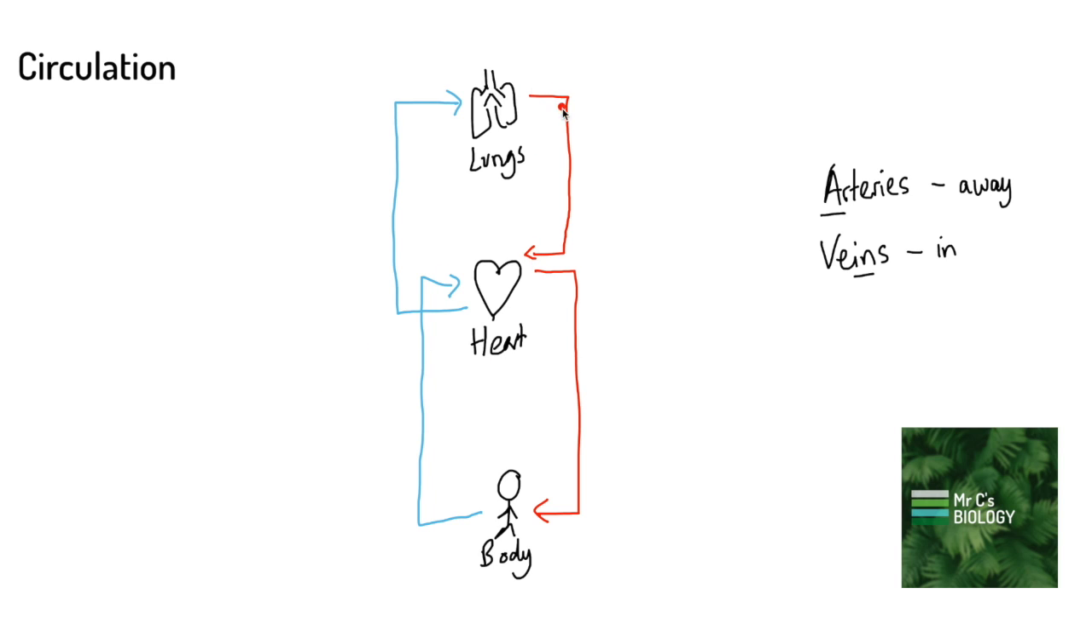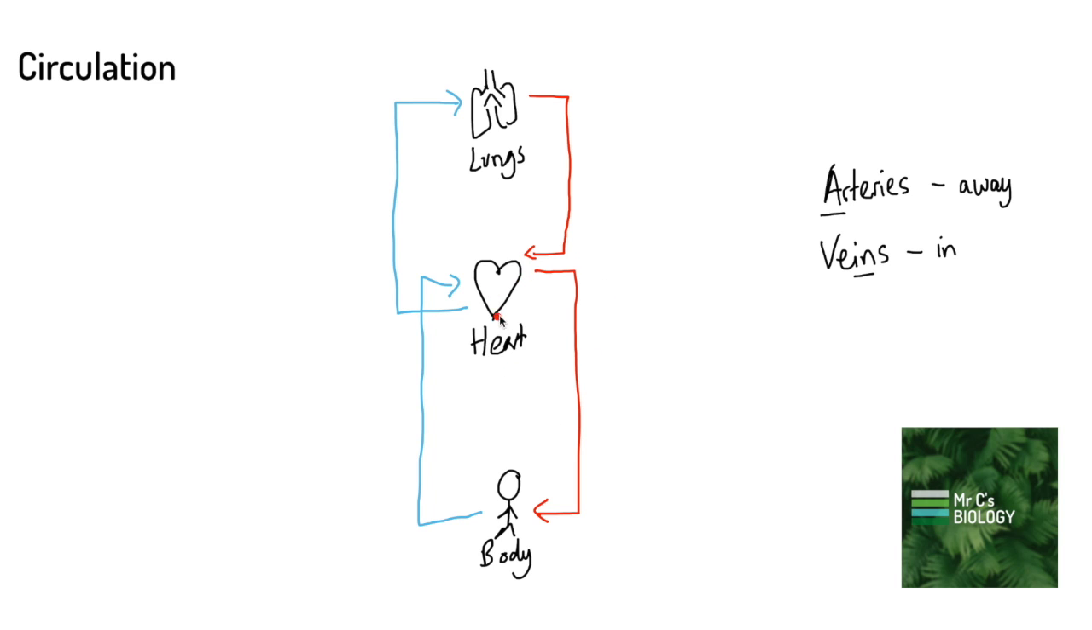And so because this one's going into the heart, it's a vein. This one's going away, it's an artery. Into the heart from the body, it's a vein. Away from the heart to the lungs, it's an artery. Now there are some names for these major arteries and veins.